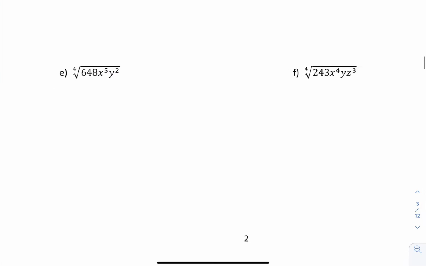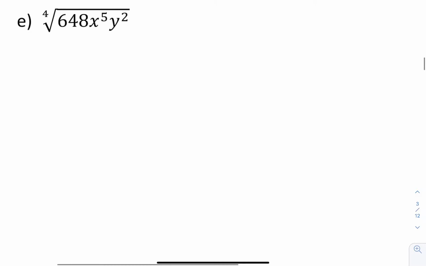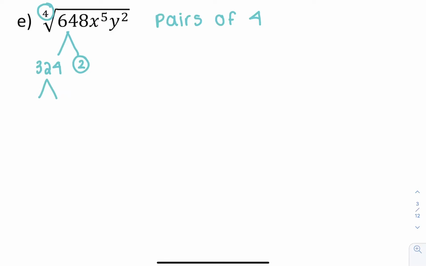Let's try 2 more. Now we have the 4th root. So in this case, for 4th root, we're looking for pairs of 4. So we are going to multiply out. Let's see what multiplies to 648. Well, I know it's divisible by 2. If I divide it by 2 on my calculator, I get 324. 324 is 81 times 4, which is 2 times 2. 81 I know is 9 times 9, which is 3 times 3, 3 times 3.